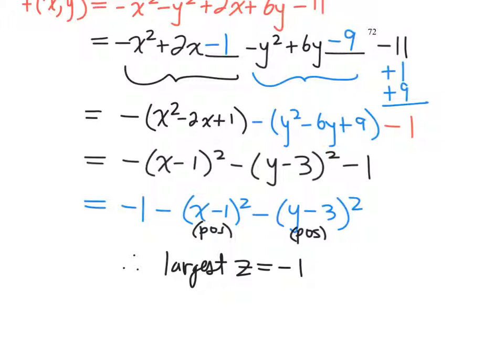No matter what I plug in for x or y, I'm always going to get something smaller than or equal to that -1, because these two could zero out. The only time they zero out is if x is 1 and y is 3, which is what we came up with as critical values before. So those critical values are justified as being the location of a relative extremum, specifically 1, 3, -1.